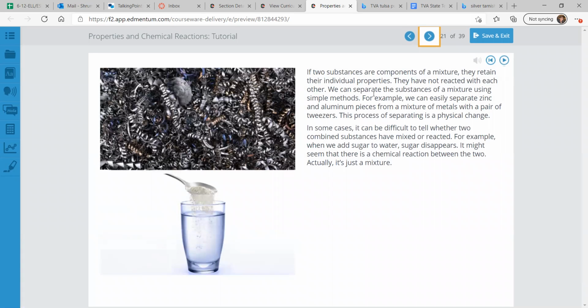If two substances are components of a mixture, they retain their individual properties. They have not reacted with each other. We can separate the substances of a mixture using simple methods. For example, we can easily separate zinc and aluminum pieces from a mixture of metals with a pair of tweezers. This process of separating is a physical change. In some cases, it can be difficult to tell whether two combined substances have mixed or reacted. For example, when we add sugar to water, sugar disappears. It might seem that there is a chemical reaction between the two, but it is just a mixture.